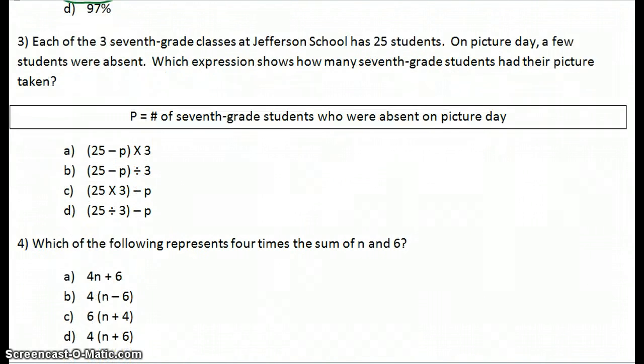Okay, number 3. So there's 3 7th grade classes. Each has 25 students. So imagine that Mr. Crispin's class has 25, Miss Buckley's has 25 and Miss Kuhn's has 25. So to find our total number of students, we'd have to do 3 times 25. That'd give us our total. Here it says P is the number of students who were absent on that picture day. So if we subtract how many students were absent that day, that's going to tell us how many students were there. So our correct answer should be C.